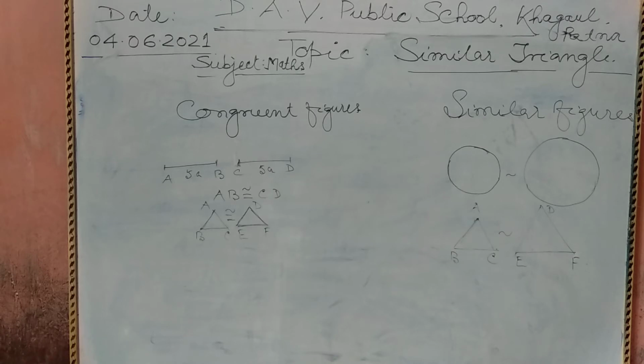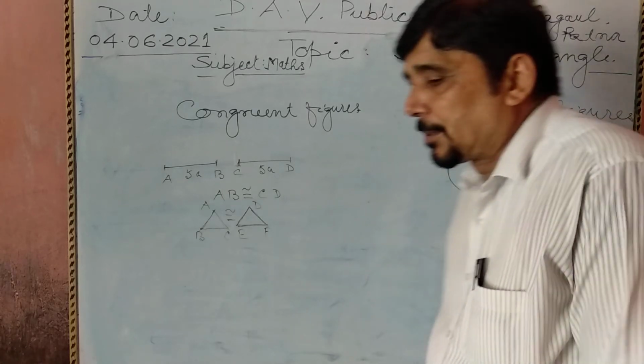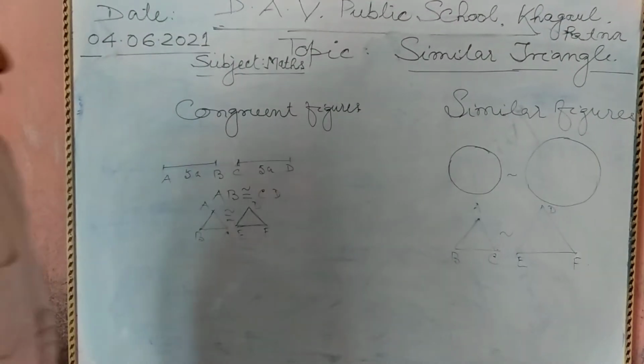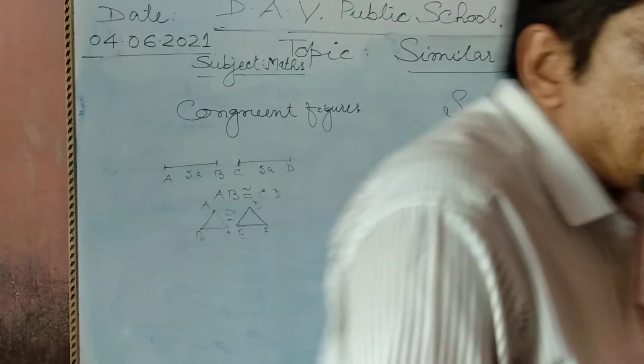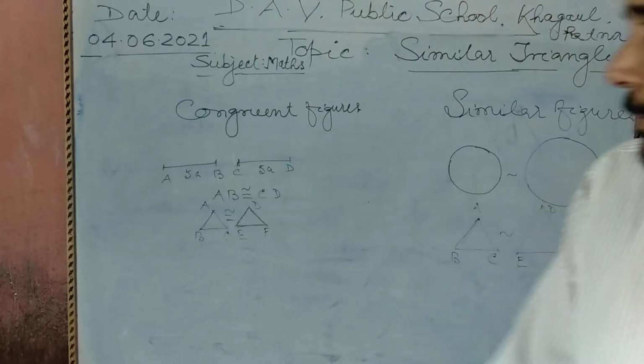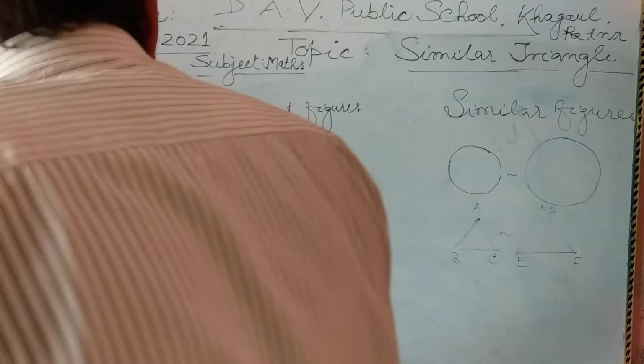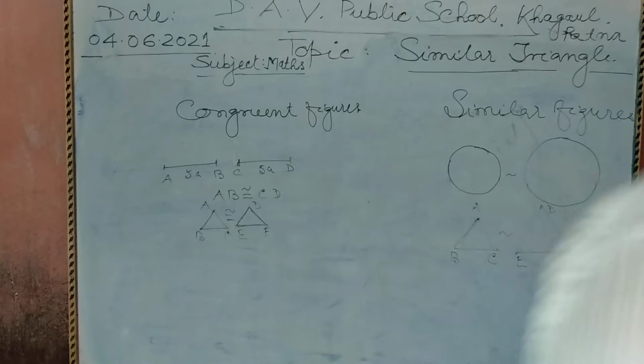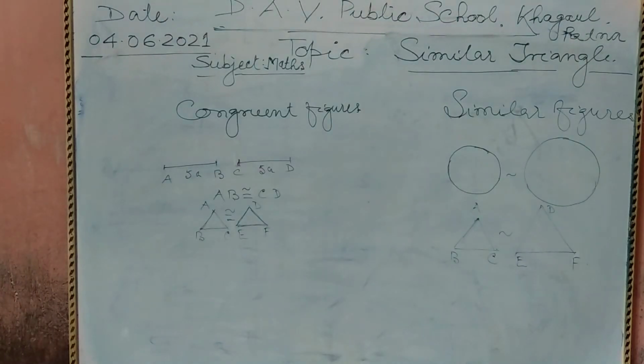Okay? Means both are overlapped such that they become a single line segment. Okay? So these are examples of congruent figures. If you take another example of congruent figures, two circles are said to be congruent if they have equal radii.